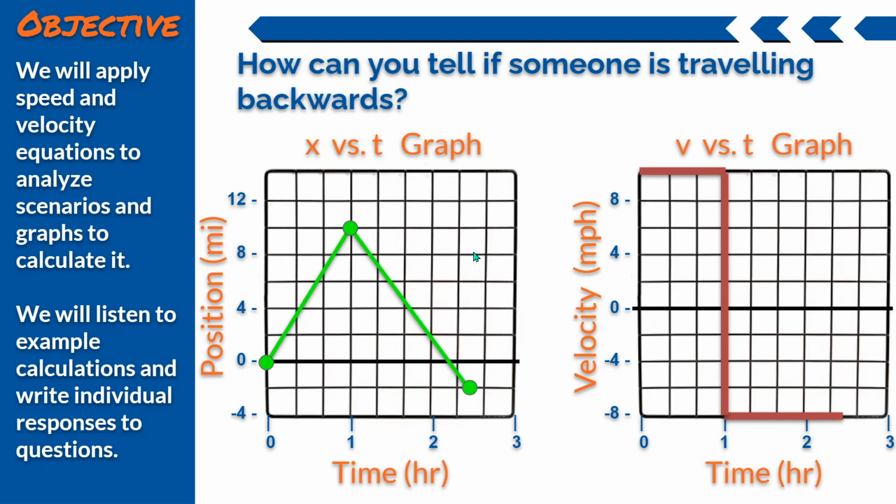So if we take a look at this, how can you tell if someone is traveling backwards? Again, we already talked about this. On my xt graph, I have backward motion if I have a negative slope. We just wrote it down in the notes a second ago too. On my VT graph, I don't have any slopes. Everything's 0, because we're talking about constant motion right now. So the way that you tell backward motion here is if it is in the negative region of the graph. So if I have a negative velocity, then I'm going to be moving backwards.